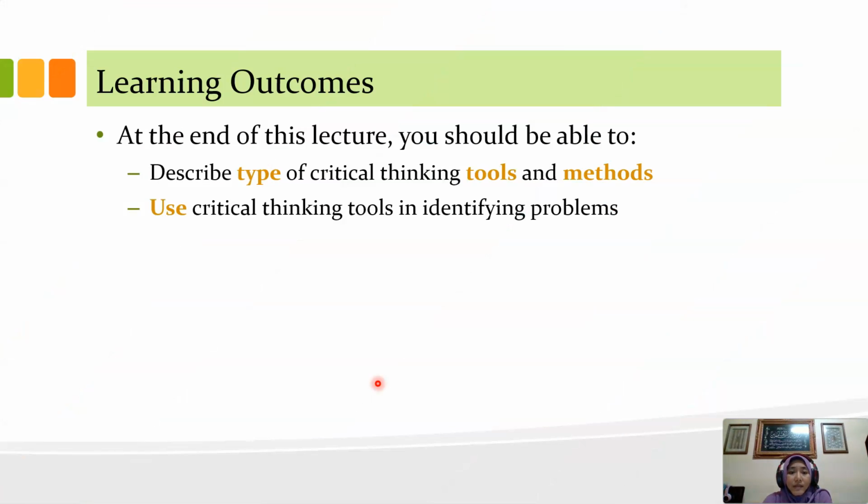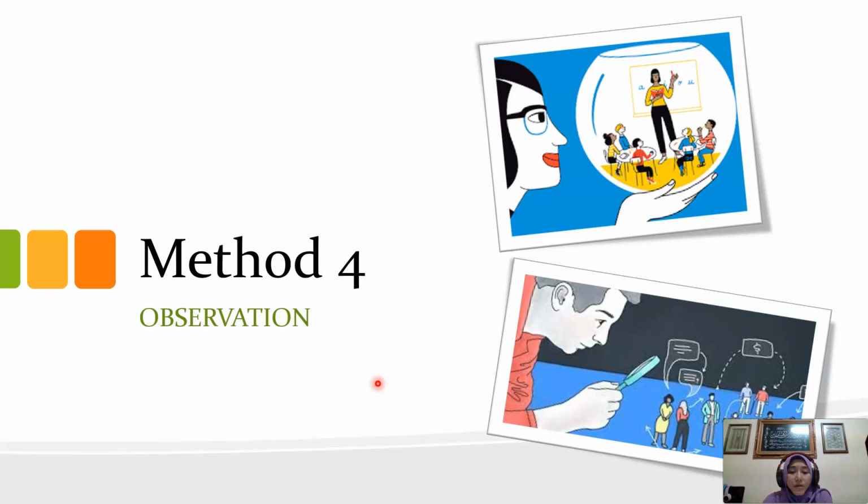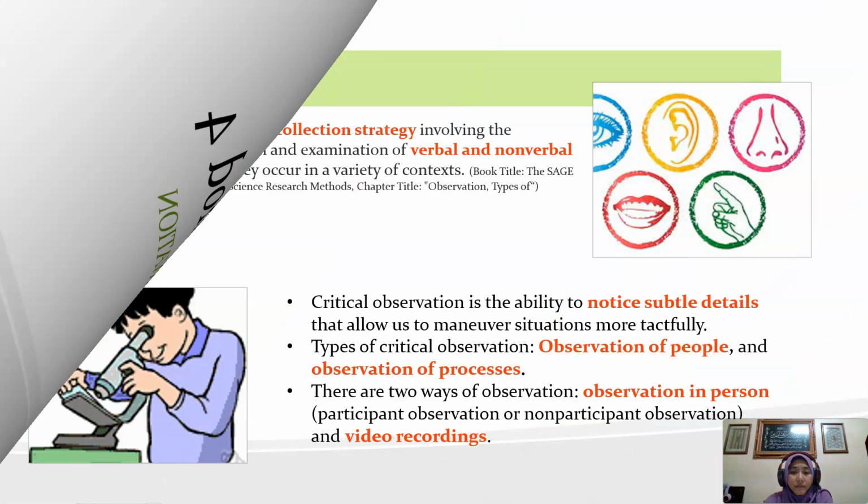So at the end of this lesson, you should be able to describe types of critical thinking tools and methods, and you can use those tools in identifying problems. So method number 4, that is important in critical thinking, is observation. Now let us look at what observation is and how you can use observation in creating critical thinking.